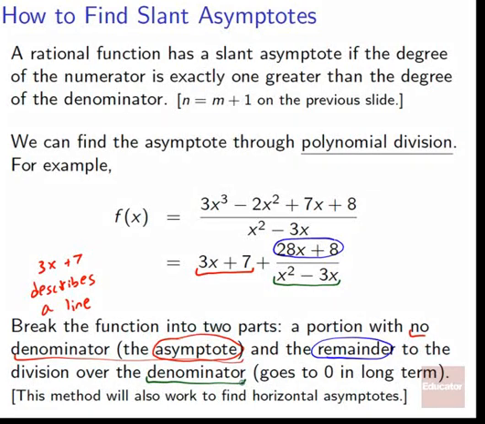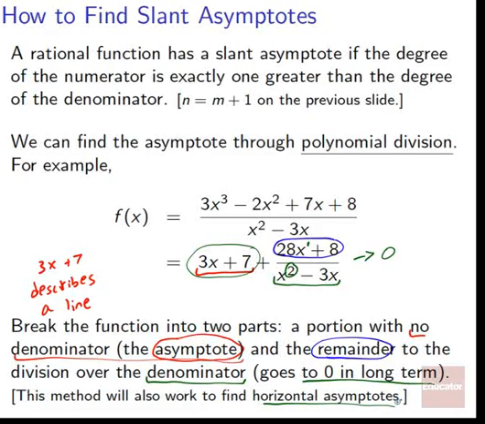And notice, 28x plus 8 divided by x squared minus 3x, because it's the remainder, is always going to have a degree less than what we started off dividing with. So we've got 28x to the 1 divided by x squared minus 3x. So we've got a bigger degree on the bottom than we do on the top. So in the long run, the denominator is going to crush the numerator, and this whole thing will go to 0, and we'll be left with just 3x plus 7. Now, this method of polynomial division will also work to find horizontal asymptotes.